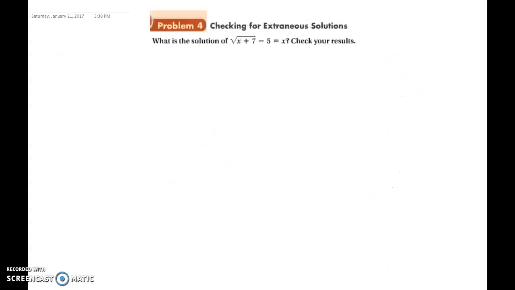Remember, radical equation, check for extraneous solutions. So the first thing we want to do, just like we did before, is isolate the radical. Now, if you notice here, we do have a variable on the other side. So we're going to add 5 to both sides, and we would get the square root of x plus 7 is equal to x plus 5.